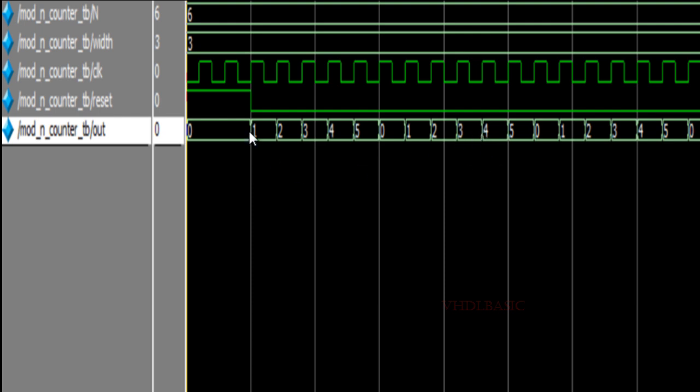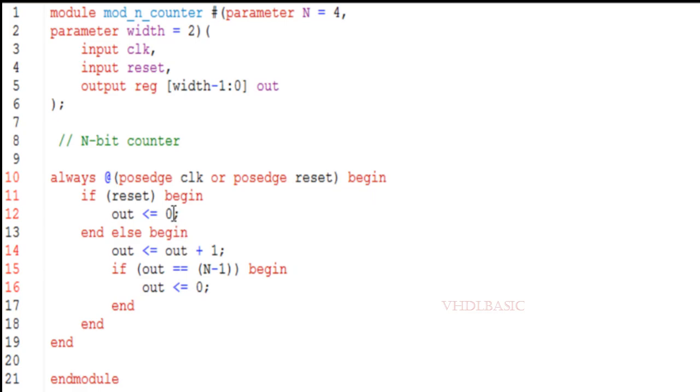If we need it to start from 0 once the reset has been deasserted, then we need to change our code accordingly. So I'm going to change that code as well. If you see the reset value, instead of 0, I'm going to use n minus 1. Here n is 6 in the test bench, so n minus 1 is equal to 5.